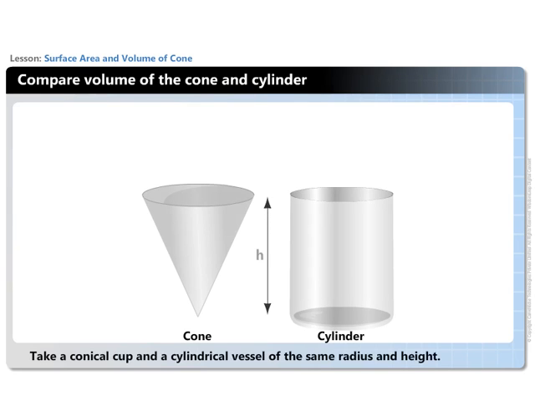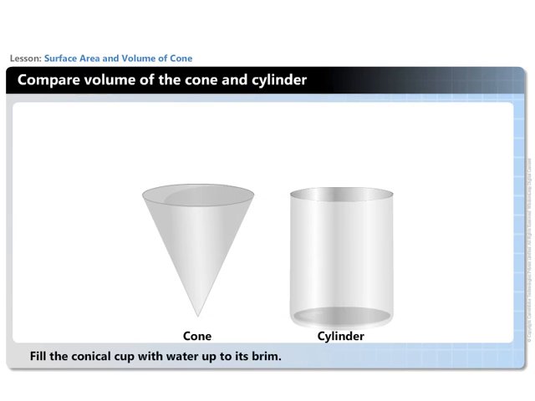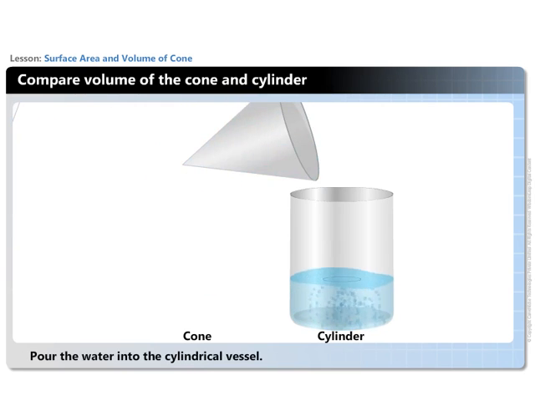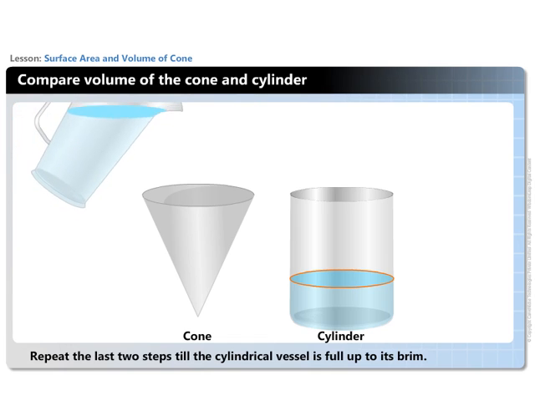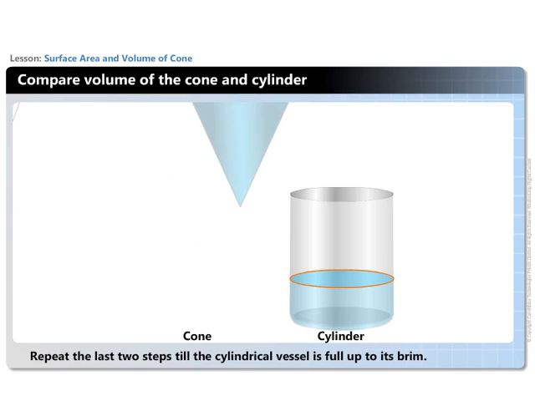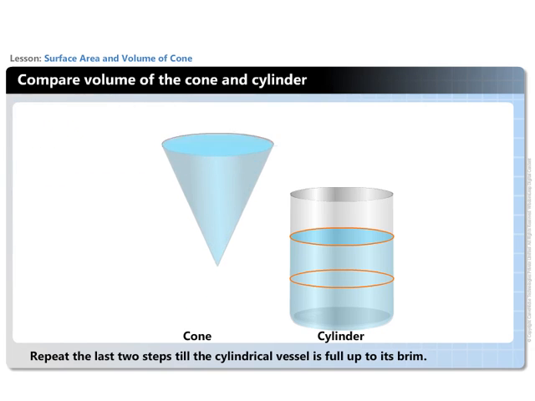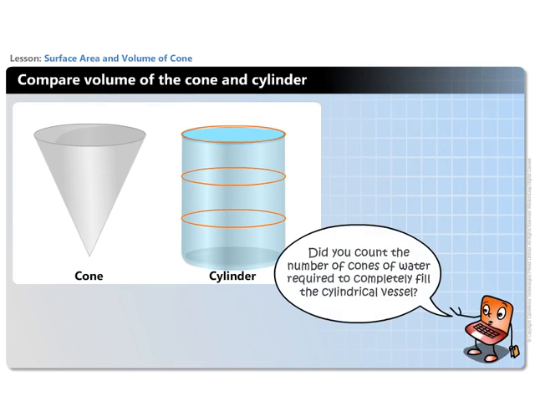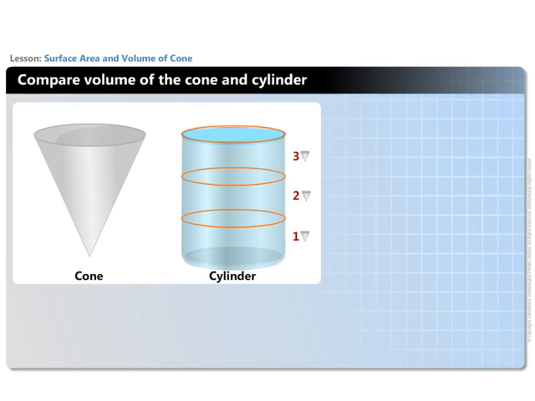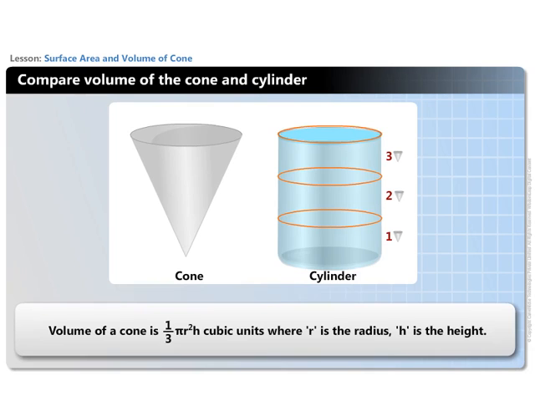Take a conical cup and a cylindrical vessel of the same radius and height. Fill the conical cup with water up to its brim. Pour the water into the cylindrical vessel. Repeat the last two steps till the cylindrical vessel is full up to its brim. Did you count the number of cones of water required to fill the cylindrical vessel? Exactly 3 full cones of water fill the vessel. So, the volume of a cylinder is 3 times the volume of a cone. Substituting the formula for the volume of a cylinder, we get the volume of a cone is 1 by 3 pi r square h cubic units, where r is the radius and h is the height.